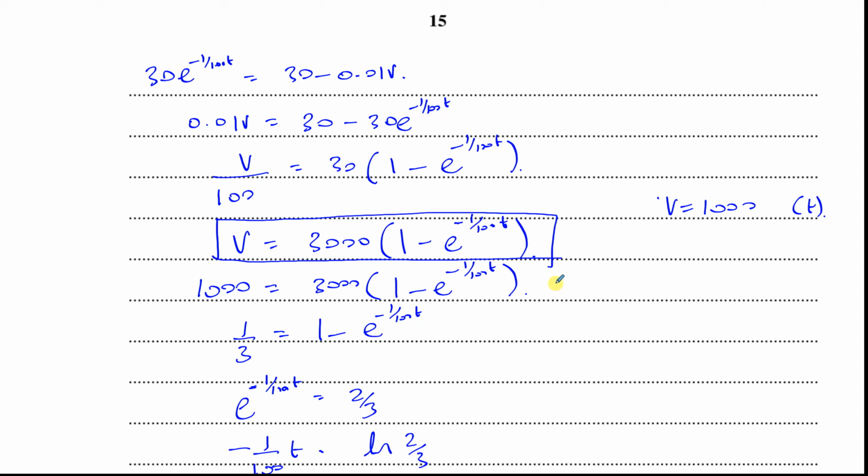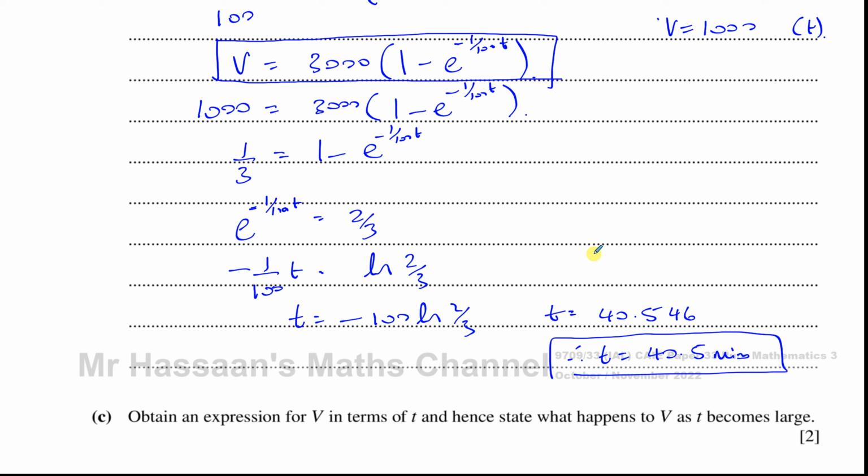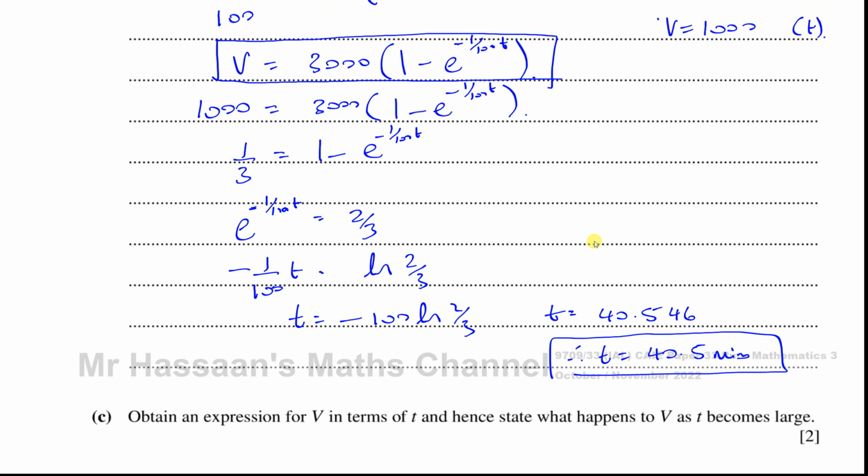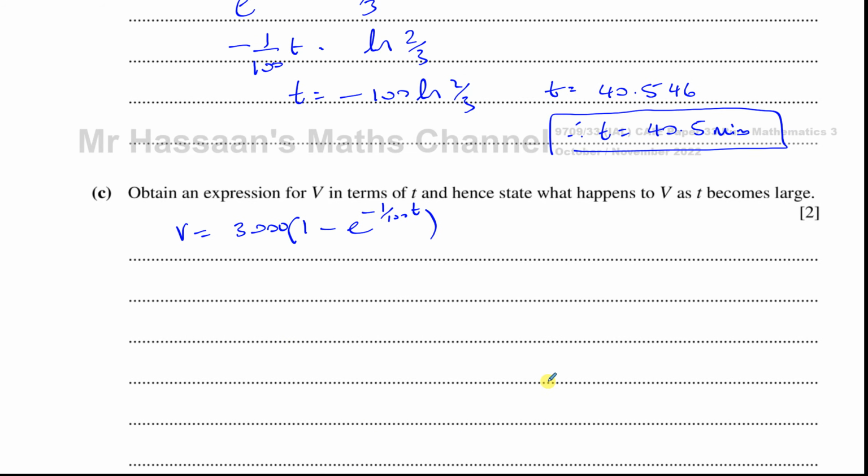Now it says obtain an expression for v in terms of t and hence state what happens to v as t becomes large. Well, we've got that already. So v equals 3,000 times 1 minus e to the power of minus 1 over 100 t. Okay, that's the expression for v in terms of t, and hence state what happens to v as t becomes large.